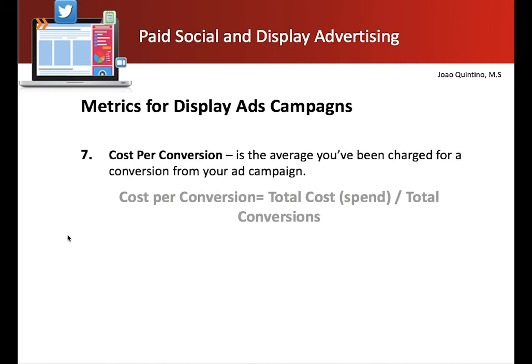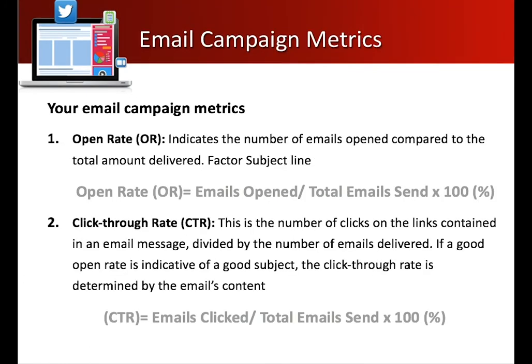Cost per conversion, again, one of the most important metrics. It's the average that you've been charged for a conversion from your ad campaign. The way you calculate this is the total spend or total cost of your campaign divided by the total conversions.